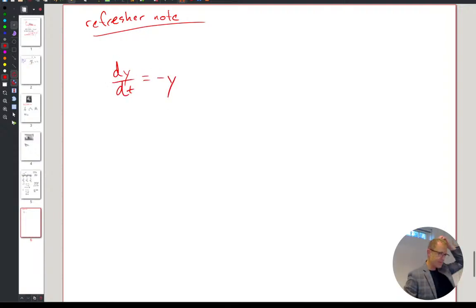Let's just do a refresher note. So if you had this kind of function, dy/dt is negative y. Do you remember? Does this look familiar, or did you use different notation?